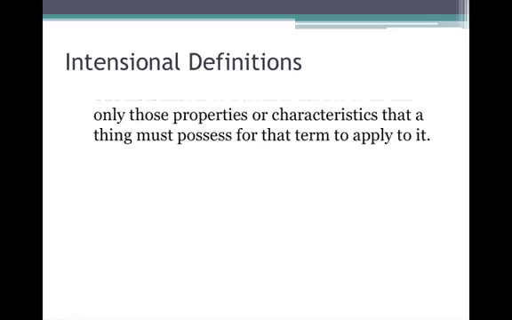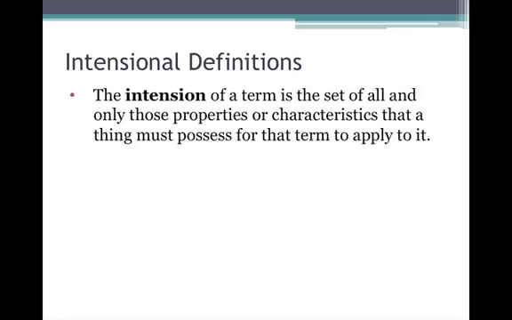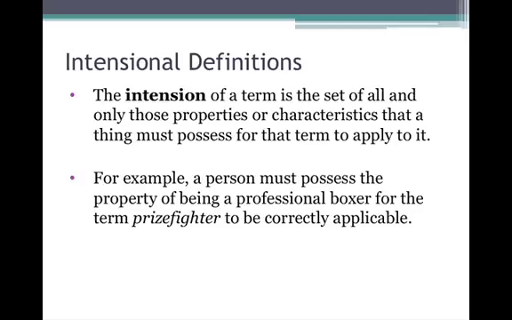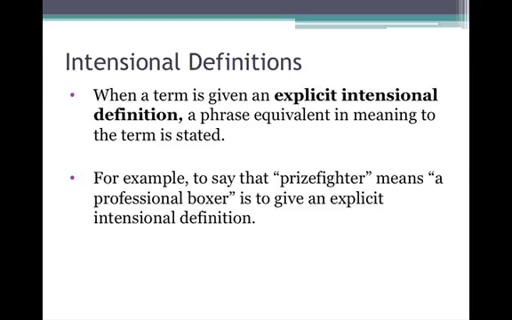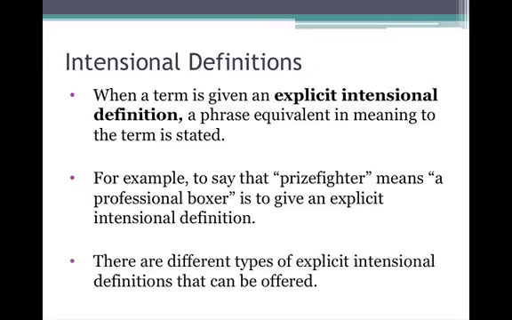Next, we've got intensional definitions. The intension of a term, in contrast to its extension, is the set of all and only those properties or characteristics that a thing must possess for that term to apply to it. For example, a person must possess the property of being a professional boxer for the term prize fighter to be correctly applicable. When a term is given an explicit intensional definition, a phrase equivalent in meaning to the term is stated. For example, to say that prize fighter means a professional boxer is to give an explicit intensional definition.